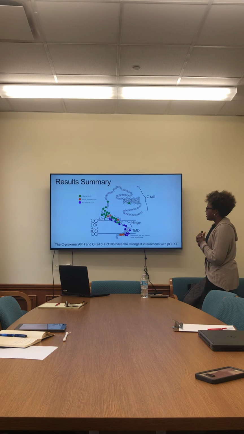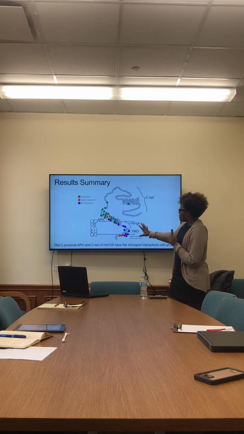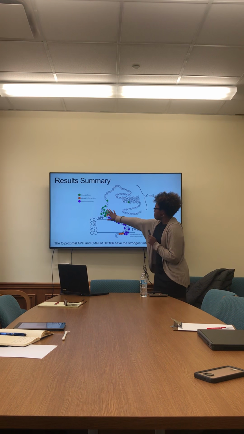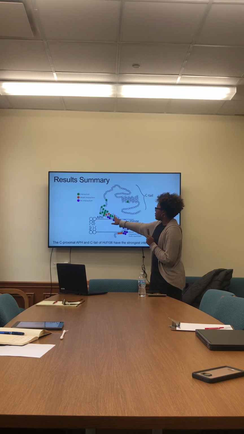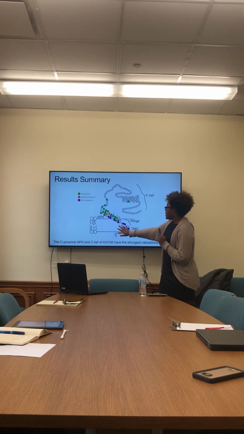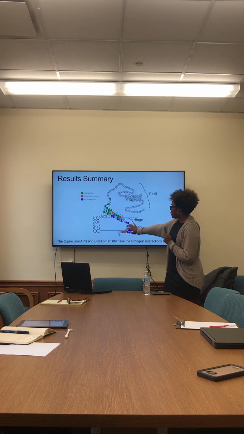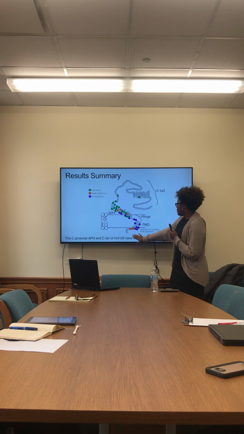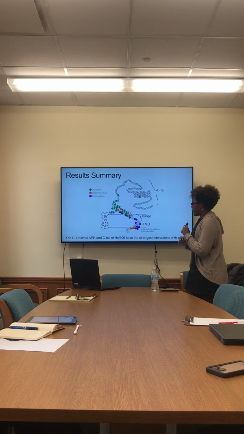Okay, here I have a nice summary of the interactions of HCF106. Like I said, closer to the end of the APH region in the C tail, there's stronger interaction. But in the TMD, there's no interaction. It's a very hydrophobic region, so that makes sense. And then in the N-terminus, there's some weak interactions.